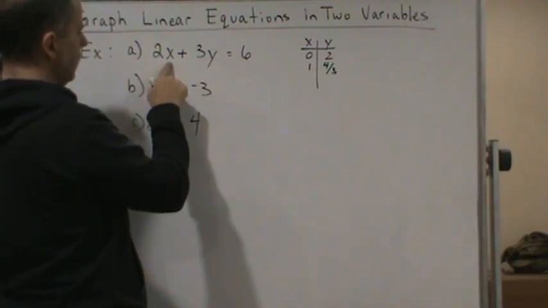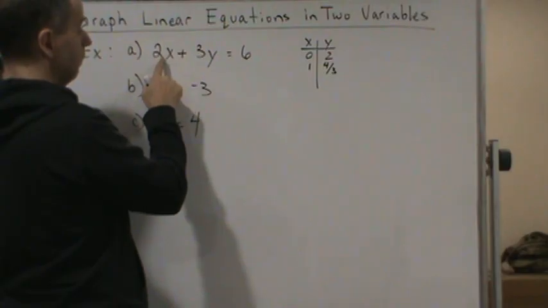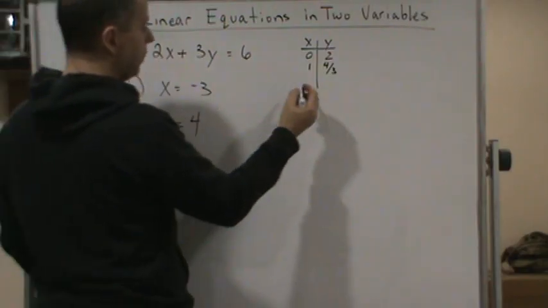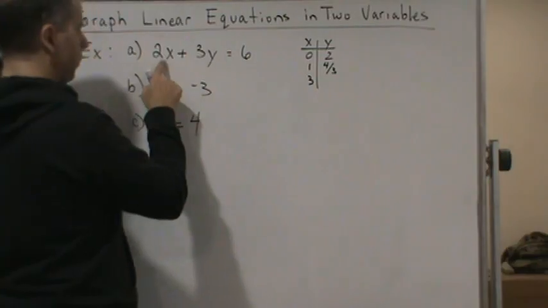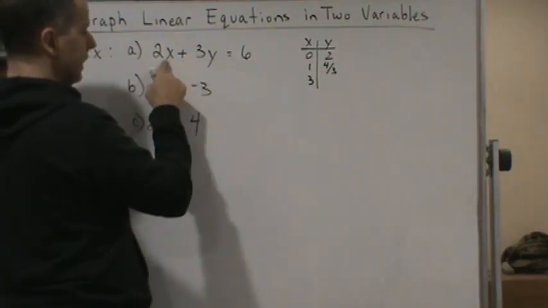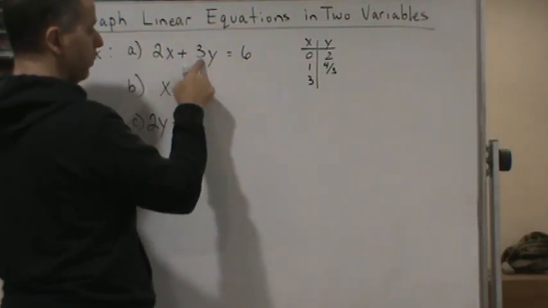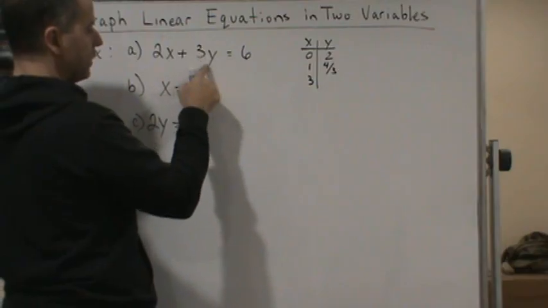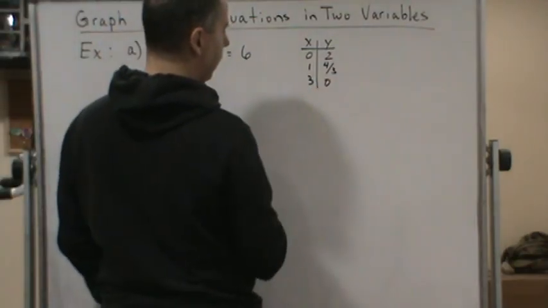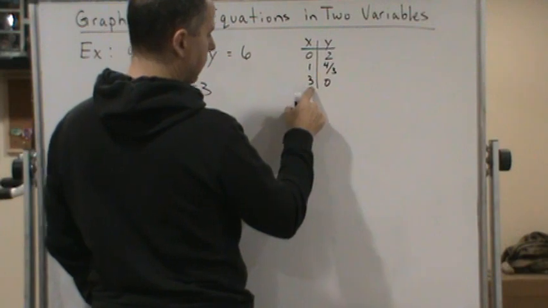We don't want to do that one. Let's do 3. Yeah, let's do 3. If we do 3, 3 times 2 is 6. Subtract 6 from both sides, we get 0. 3 divided by 3 on both sides, we get y equals 0. So now we've got 0, 2, and 3, 0.